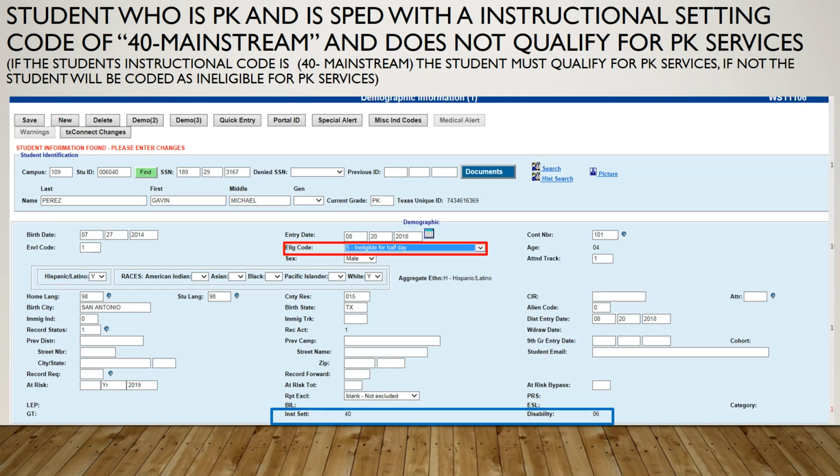Next example is a student who is pre-K and is special ed with an instructional setting code of 40 mainstream, but does not qualify for pre-K services. Again, his instructional code is a 40, his disability is 06, but he does not qualify for any pre-K services, so his student eligibility would be a 5.